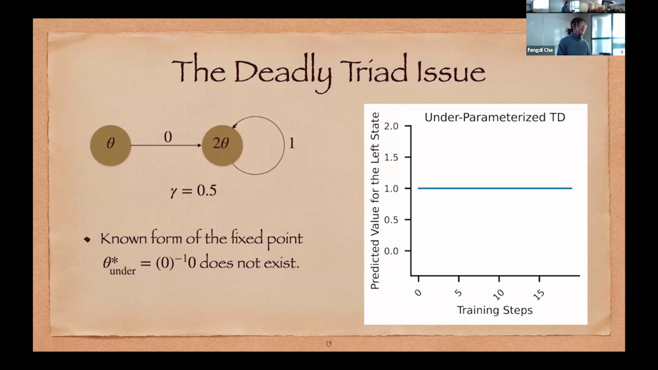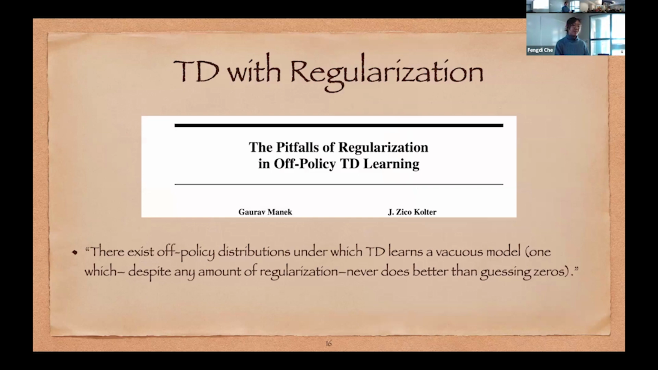And how do we solve this non-existence issue of the fixed point? People suggest, yes, we can use regularization. But maybe it's not a perfect solution. The paper figured out TD with regularization can give us worse parameters than just the zero values. Those learned parameters predict even worse than zero. So it's actually not helping. It's not the solution we want. Then how are we going to solve this non-existence issue?